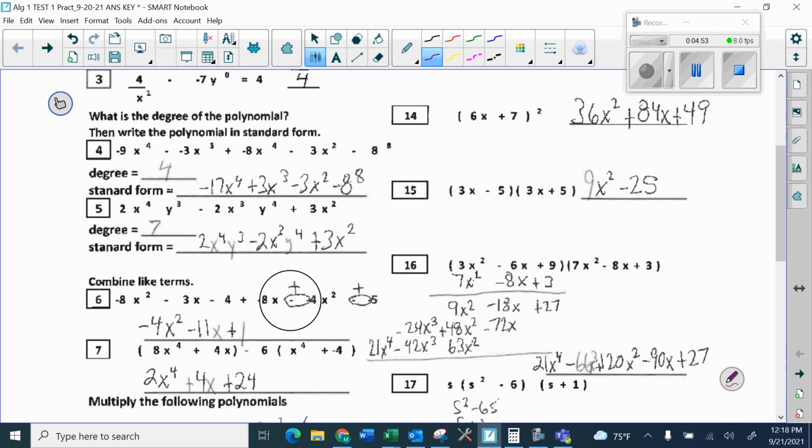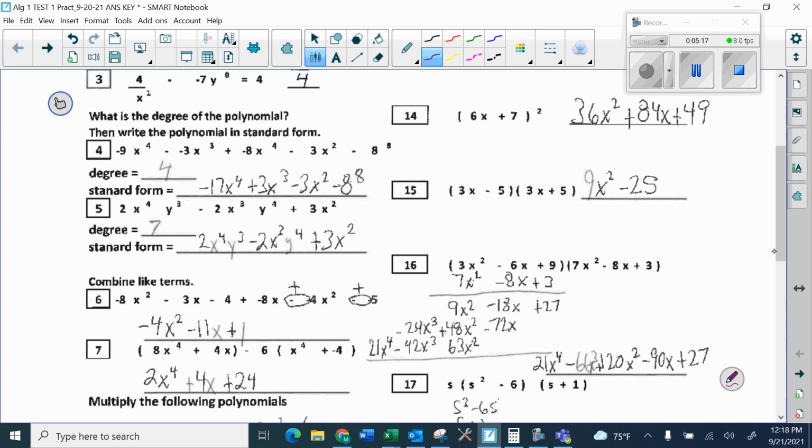Then I go down to degree 1. That was the highest, degree 2. Now I go down to my degree 1s. There's a degree 1, there's a degree 1. So minus 8 and minus 3 is minus 11x. When combining like terms, you only add their coefficients together. The variable and the exponent do not change when you are adding. Only in multiplication does the exponent change.